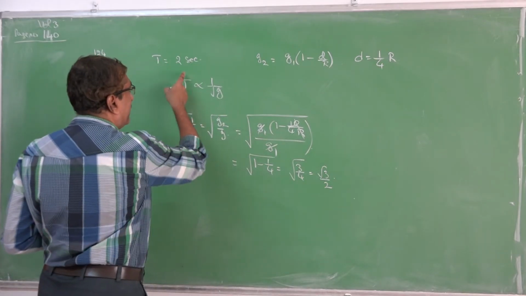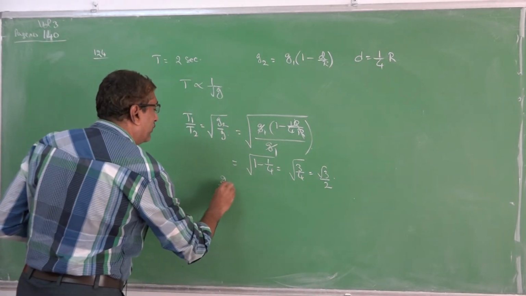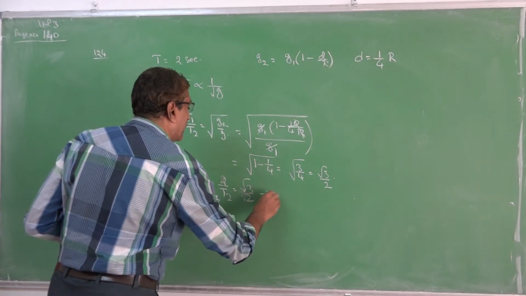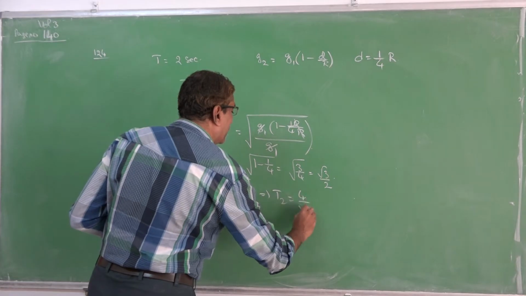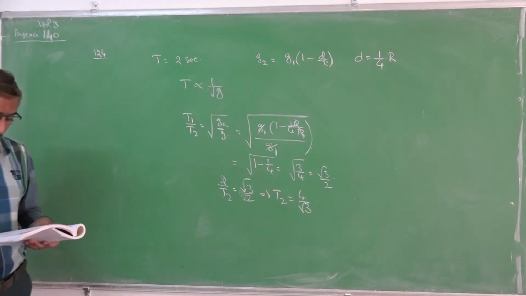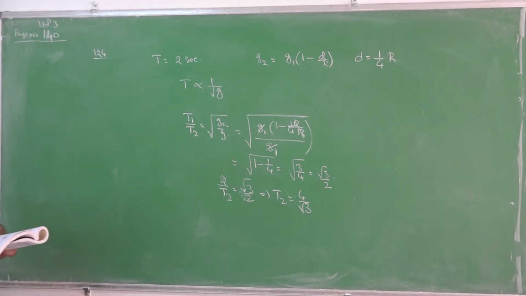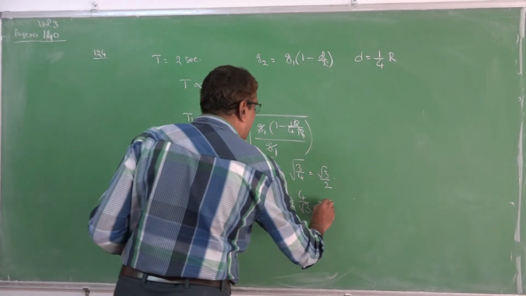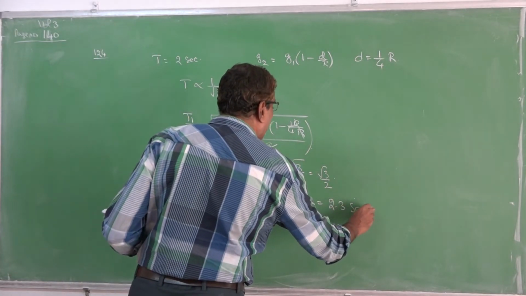So, as the time period of the first one is 2 seconds, 2 by T2 is equal to square root of root 3 by 2. T2 is equal to 4 by root 3. Okay, this is approximately 2.3 seconds.